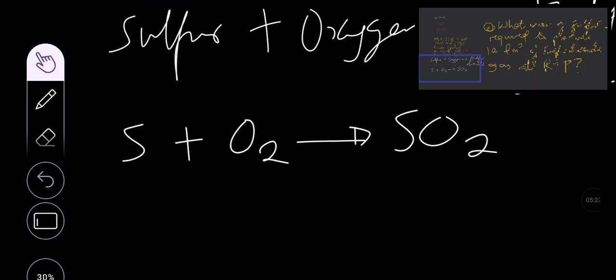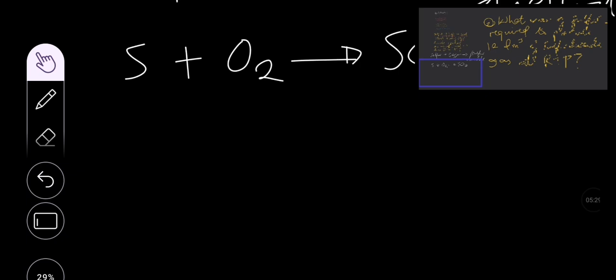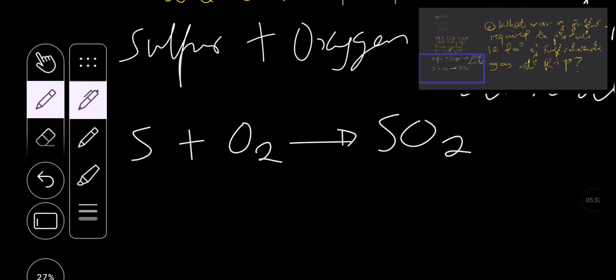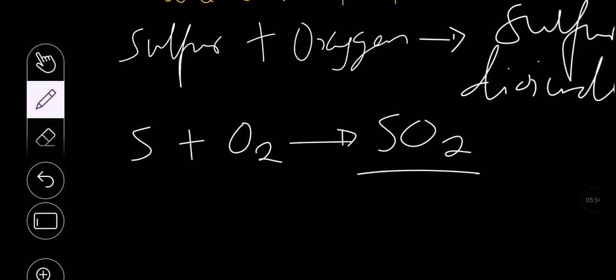What do we need to do? After here, remember we want to find the volume of this. The question says, what volume of sulfur dioxide is produced?